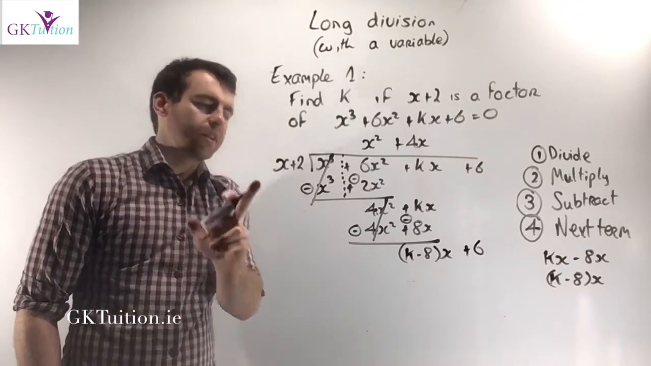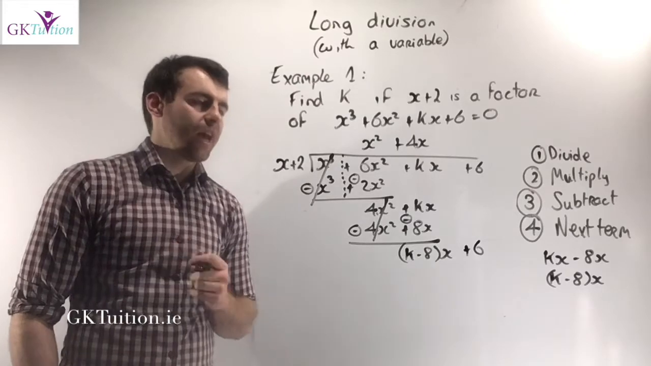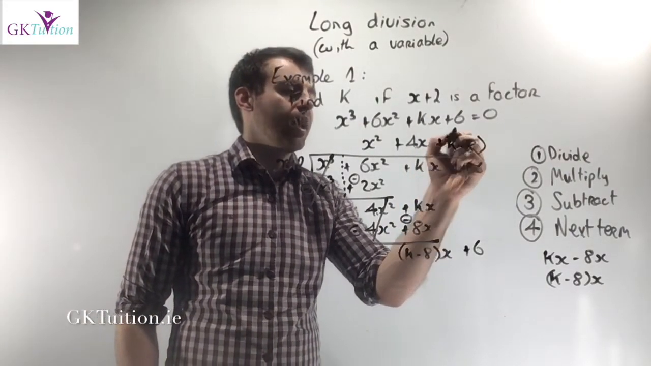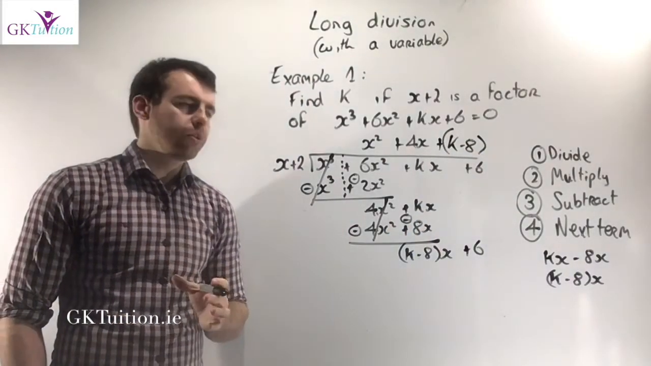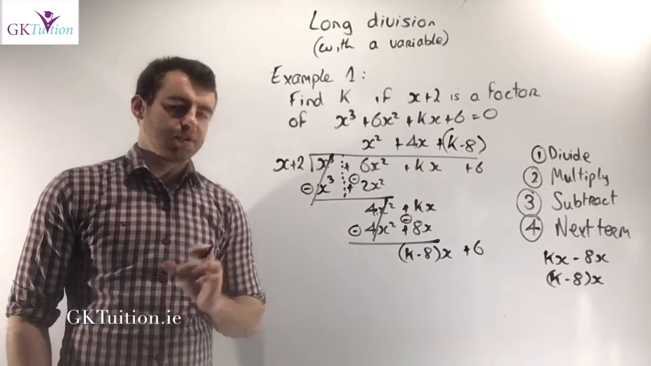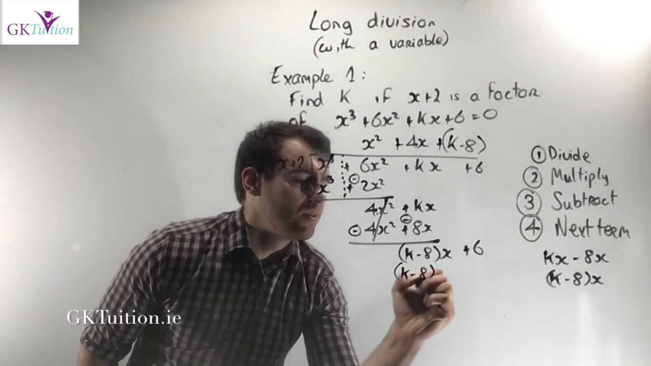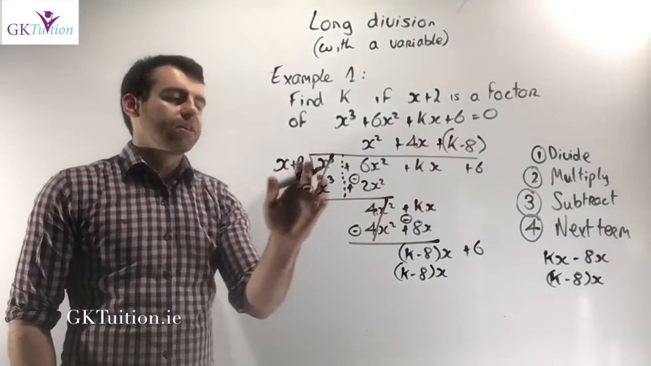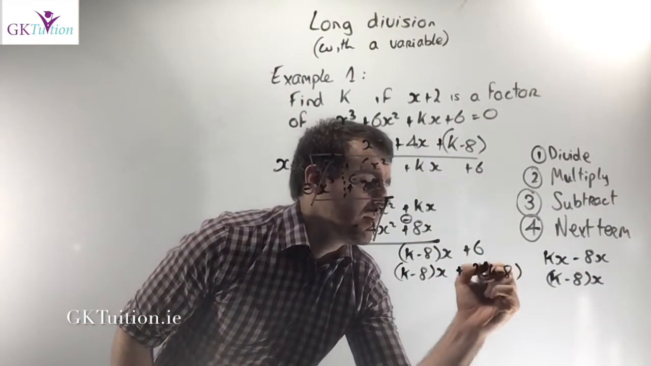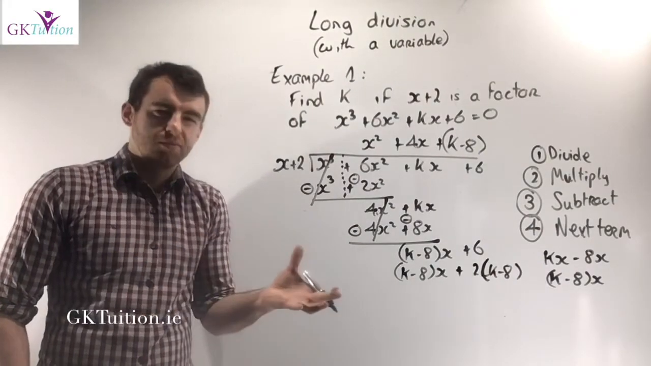I'm going to divide the first thing here into the first thing here. X divided into k minus 8 times x. Well, the x will divide into itself, and I'd just be left with k minus 8. The second thing we're going to do is multiply. We're going to multiply k minus 8 by x plus 2. K minus 8 by x simply gives me k minus 8 times x. Well, k minus 8 times 2, I can write this as 2 times k minus 8. I think it's easier to just have the 2 in front of the bracket rather than the other way around, but it doesn't really matter.